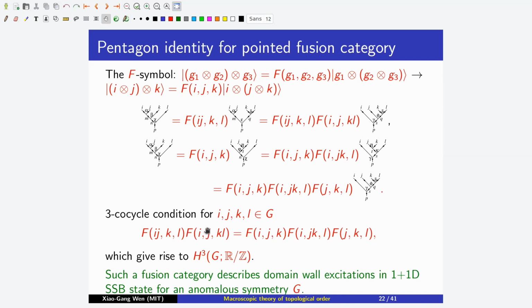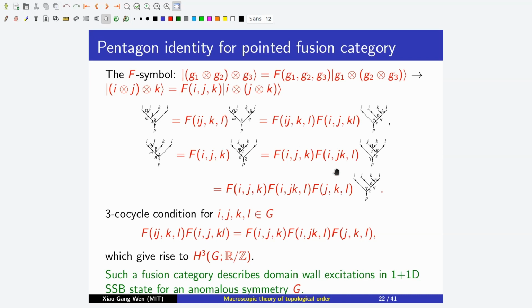And the solution of this kind of pentagon equation is called a group cohomology, because this IJK belongs to the group. So their solution is given as a kind of group cohomology. So somehow this pentagon equation and group cohomology arise together.